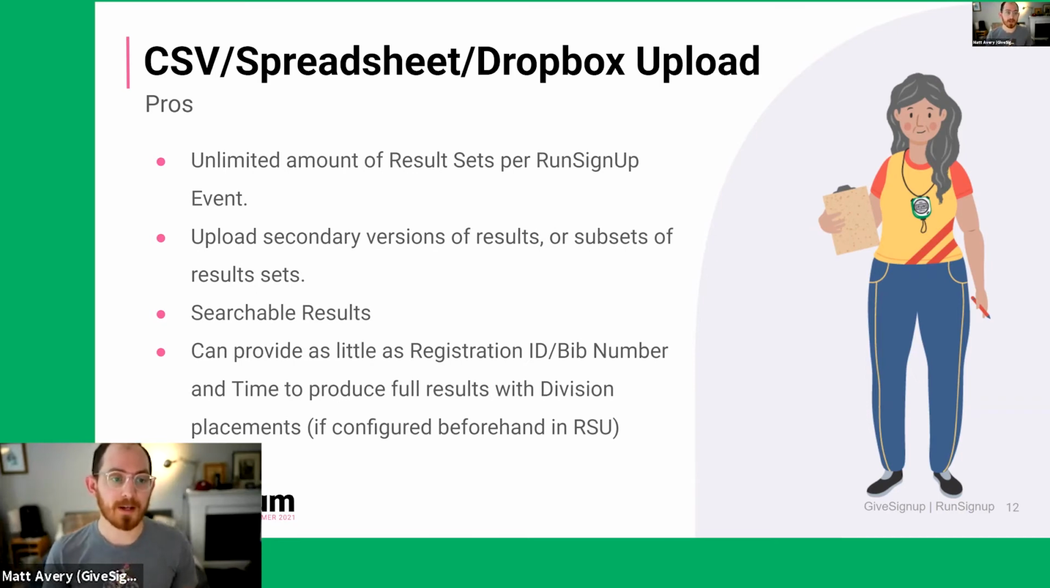Another thing is you have an unlimited amount of result sets per RunSignup event, so you can upload all sorts of alternate result sets. It's still searchable, and if you need to, you can provide a very, very minimal amount of data, so just like registration ID and bib number and time, to produce full results with division placements if configured beforehand in RunSignup. So yeah, if you set up everything on RunSignup with like divisions and so on, and you have all of the registrant data on there, you could import a simple like bib number and time, and you'll be able to produce full results without their names.